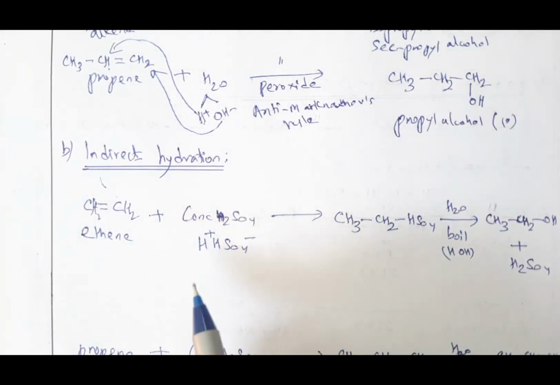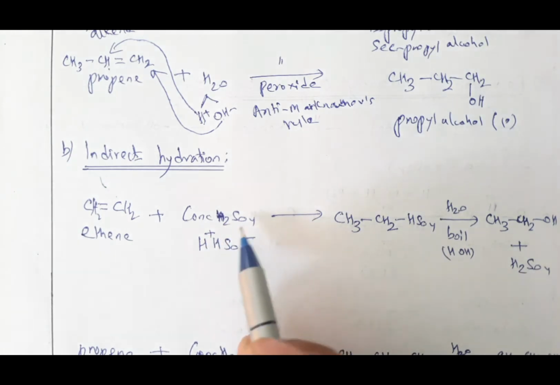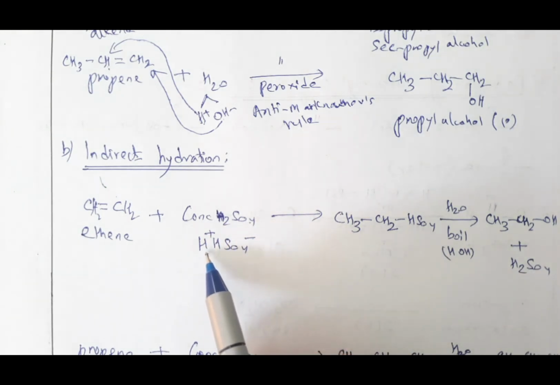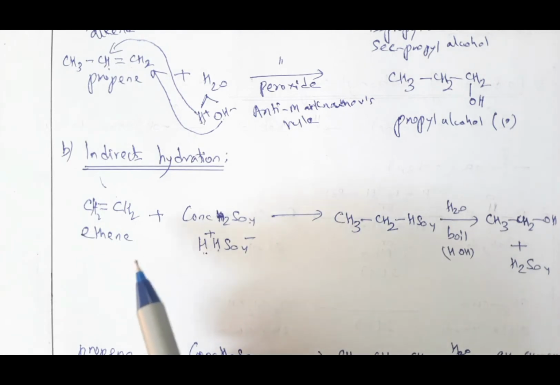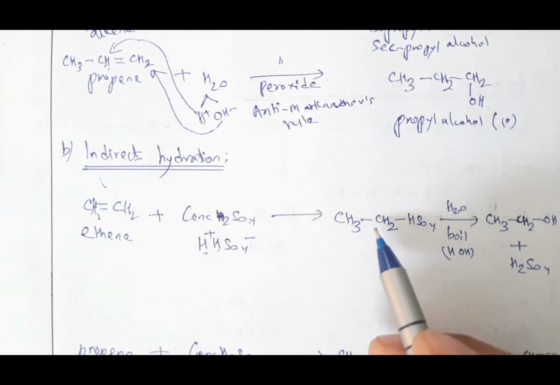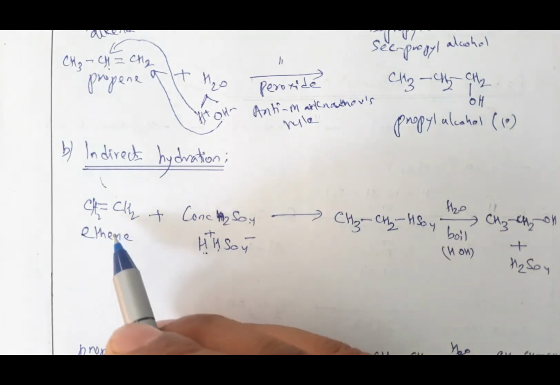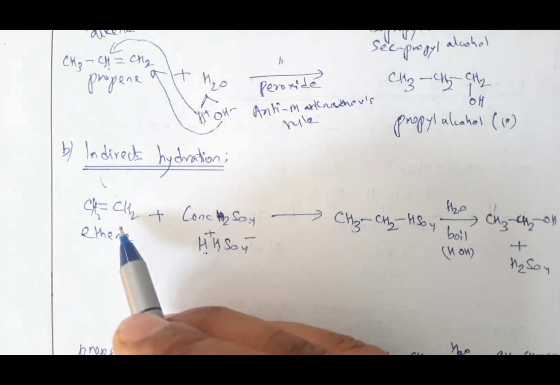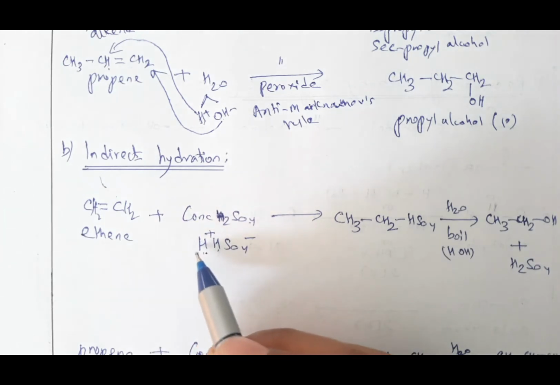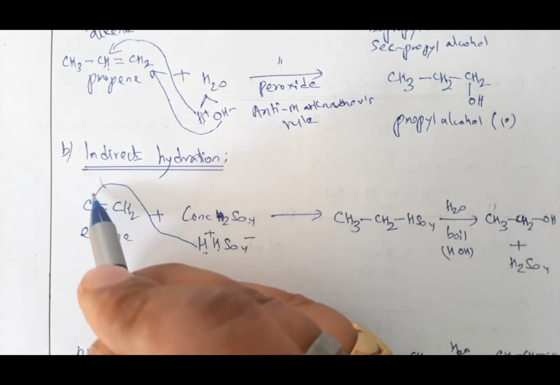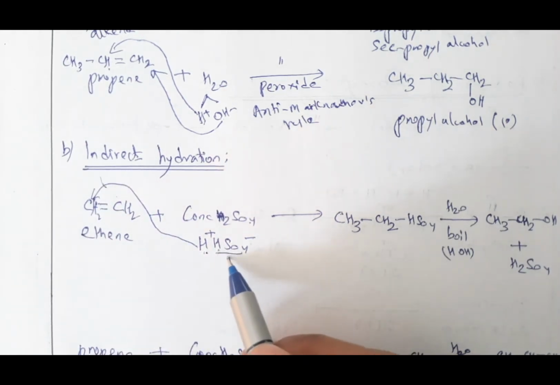In indirect hydration, we react with concentrated sulfuric acid, H2SO4. This sulfuric acid can be broken down this way: H plus and HSO4 minus, in which H is plus and HSO4 is minus. Now again, the double bond you break into a single bond, and it is symmetrical. So no need to use the Markovnikov rule here because the hydrogen number is the same. You can take anywhere. So I'll take H here and this portion out here.